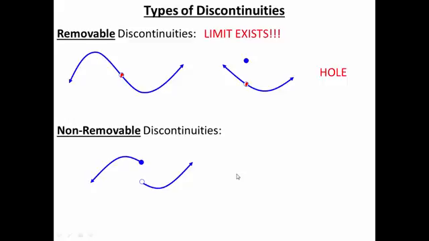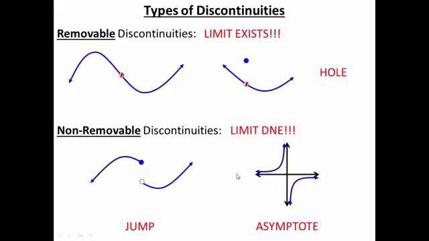Non-removable discontinuities are jumps and asymptotes. So with jumps, the limit does not exist. With asymptotes, the limit does not exist. So a non-removable discontinuity is where the first part of the continuity definition is broken. If the limit exists, we have a removable discontinuity. If the limit does not exist, we have a non-removable discontinuity.